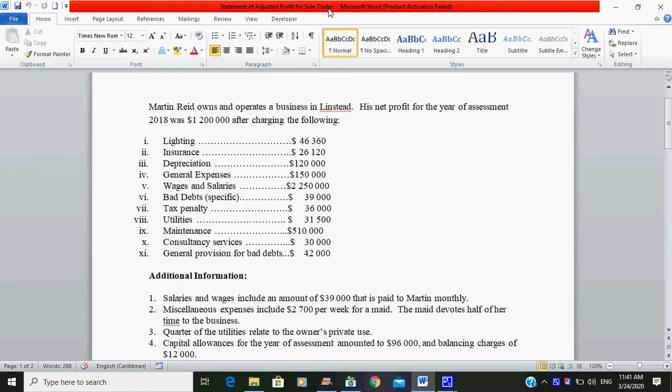It says Martin owns and operates a business in Linstead. His net profit for the year of assessment 2018 was 1,200,000 after charging the following. This 1,200,000 is his profit after he would have taken out these items. Now, we are going to decide which of these should be added back to adjust the profit.